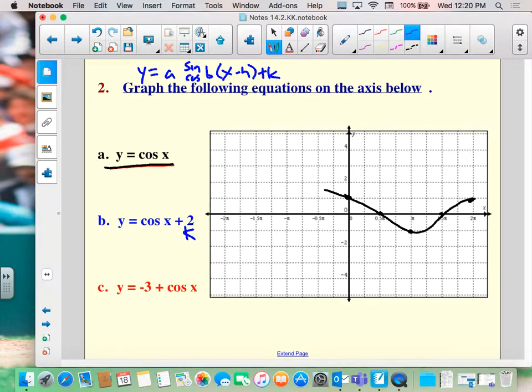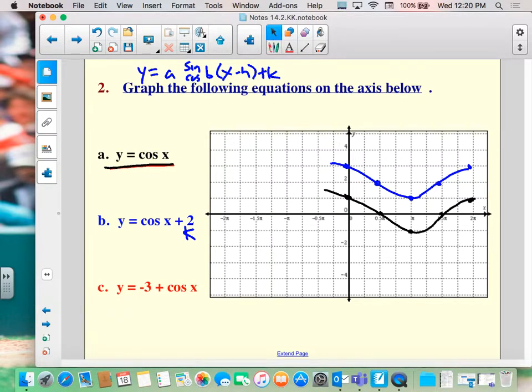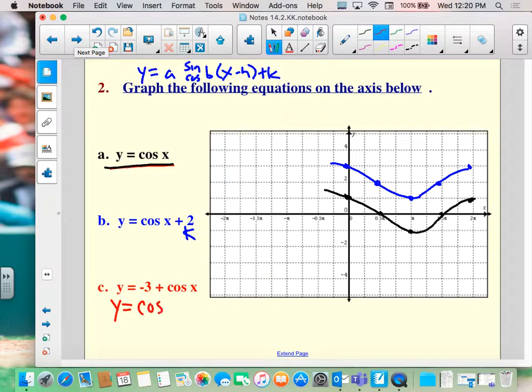So I'm going to take all 5 of those points and I'm going to go up 2. So take this point, up 2, up 2, up 2. And you can see a really simple cosine wave that's been shifted. Got to start small. And for this last one, it tried to throw a curveball at you right away.